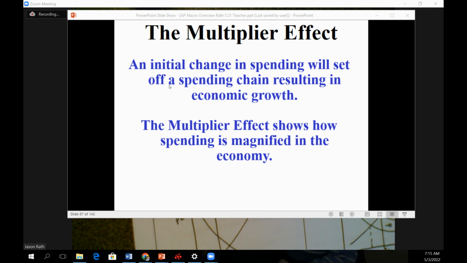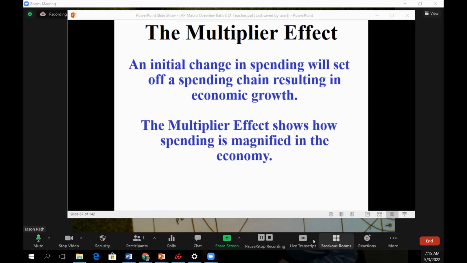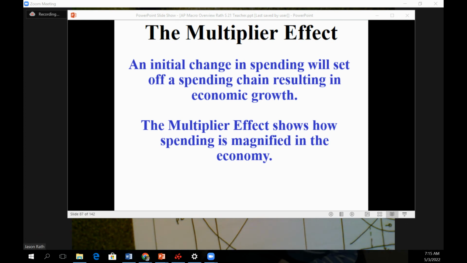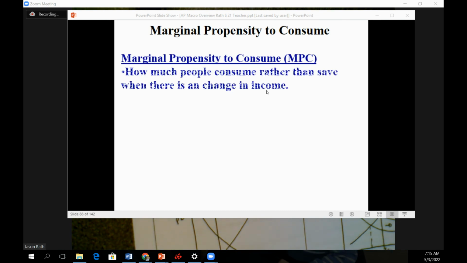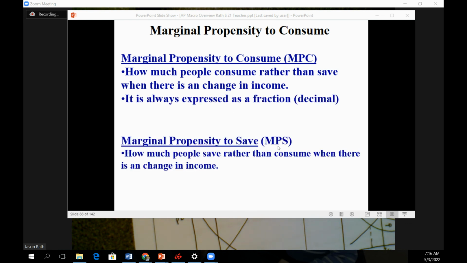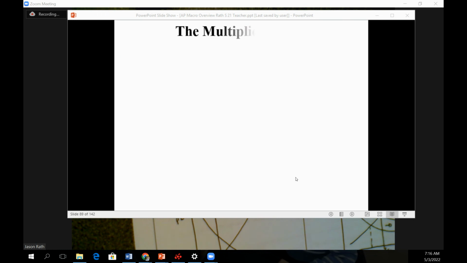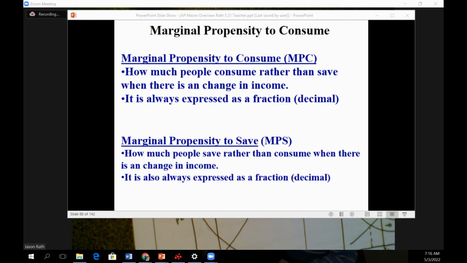Fourth, you're good. So an initial change in spending will set off a spending chain resulting in economic growth. The multiplier effect shows how spending is magnified in the economy. And if you remember, marginal propensity to save, marginal propensity to consume. Marginal propensity to consume, MPC, is how much people consume rather than save when there is a change in income. It's always expressed as a fraction or a decimal. And marginal propensity to save is how much people save rather than consume when there's a change in income. Again, expressed as a fraction or a decimal.